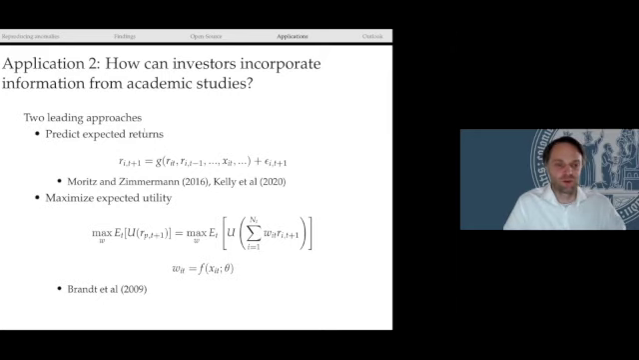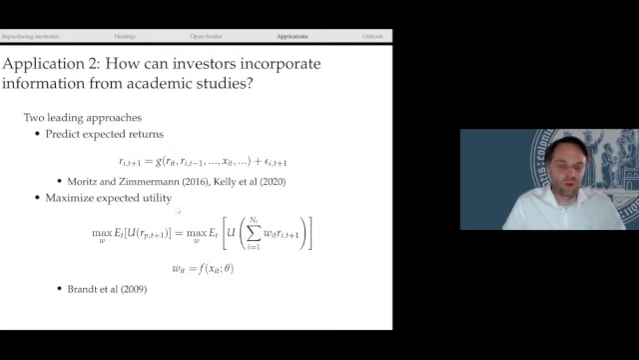Another leading approach is you can maximize the expected utility of an investor directly. So the utility of an investor depends on their portfolio return in t+1, and their portfolio return is just the return of the individual assets with a weight on each asset. What you need to model is the weight, and the weight is modeled as a function f, which can depend again on past returns and on fundamentals of these companies. All right, and this is the approach that is introduced in the Brandt 2009 paper.